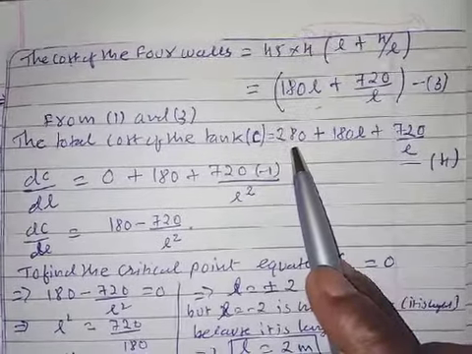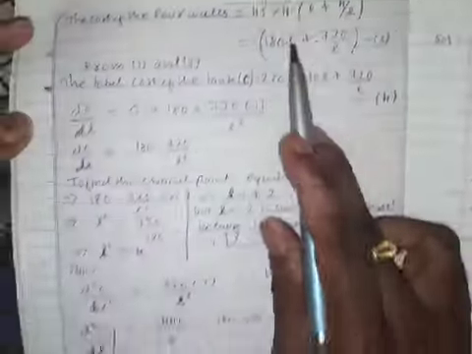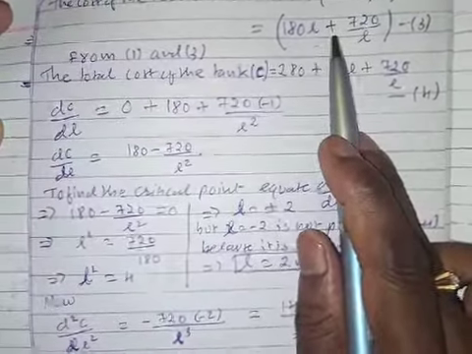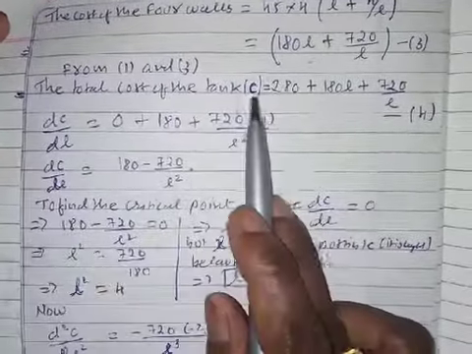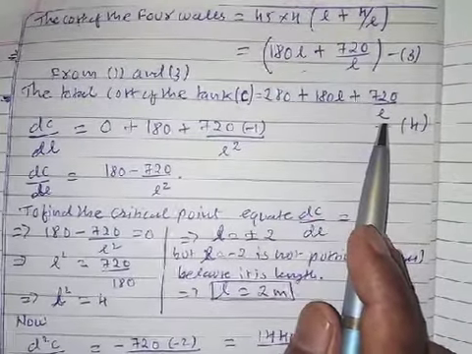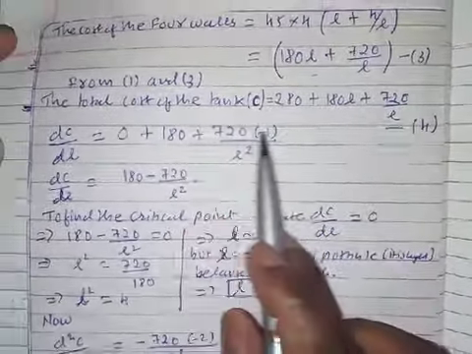So if you add the cost, the total cost of the tank C will be 280 for the base of the tank, and this is for the area of the 4 walls. So the total will be 280 plus 180L plus 720 by L. We have to show that this cost is minimum.